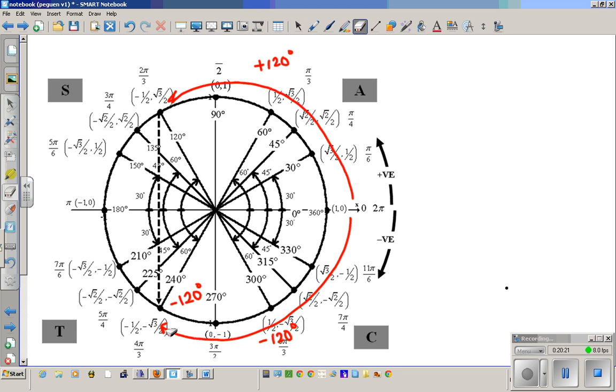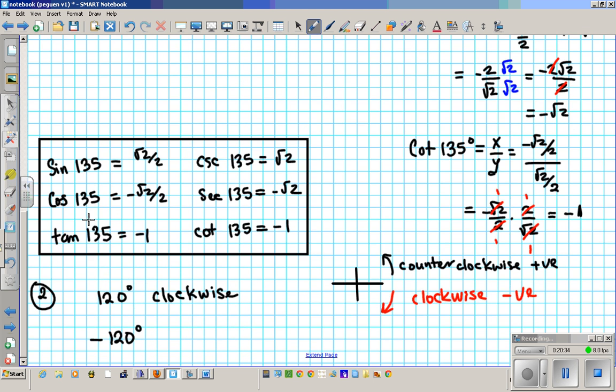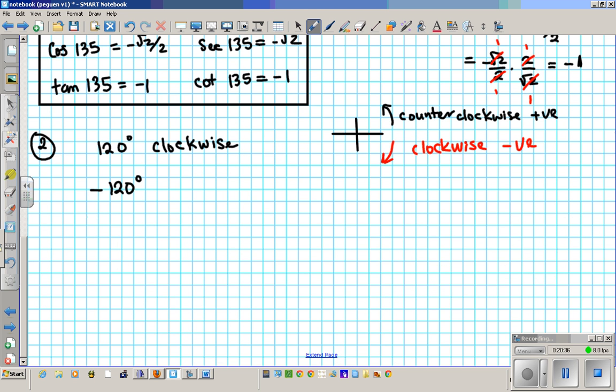So basically, what I want for negative 120 is this coordinate right here. That is the point I want: negative 1/2 and negative root 3 over 2. So let's use that. For negative 120, we're going to have negative 1/2 and negative root 3 over 2. Label your coordinates. This is x and this is y. So now we're going to do the math.